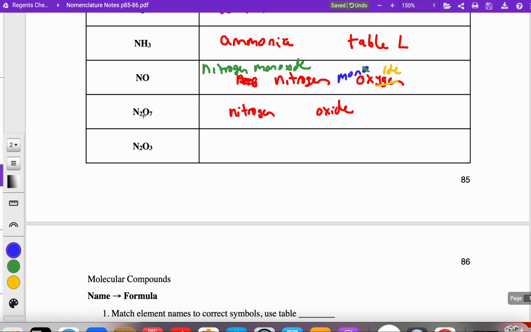Now for prefixes. So now it has a prefix of at least 2, so it's not just nitrogen, it's dinitrogen, and 7 is hepta. So we have dinitrogen heptaoxide.